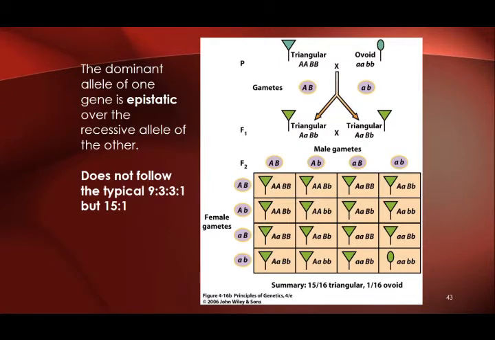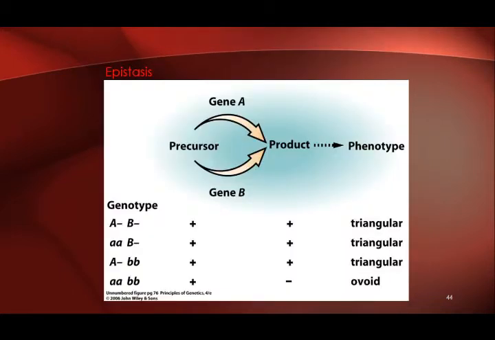Dominant alleles of one gene are epistatic over the recessive allele of the other. So it doesn't follow 9:3:4, but it follows 15 to 1. In a nutshell, this is how it is. You have a precursor, and gene A and gene B to get a product. The product will form a phenotype.